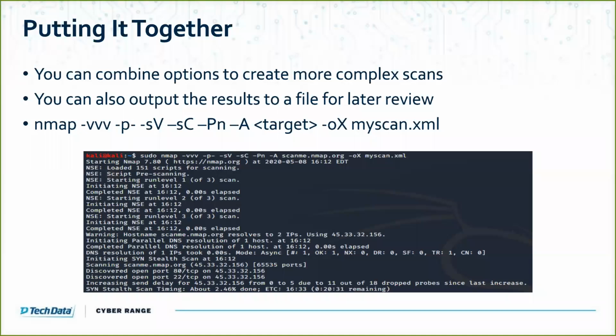-A not only does default Nmap scripts, but it also performs OS or operating system enumeration, as well as runs a traceroute against the target. Next, we give it the target, and then with the -oX flag, we tell Nmap to output the file in XML format, and then last but not least, we actually give it the name of the file we want it to output to.